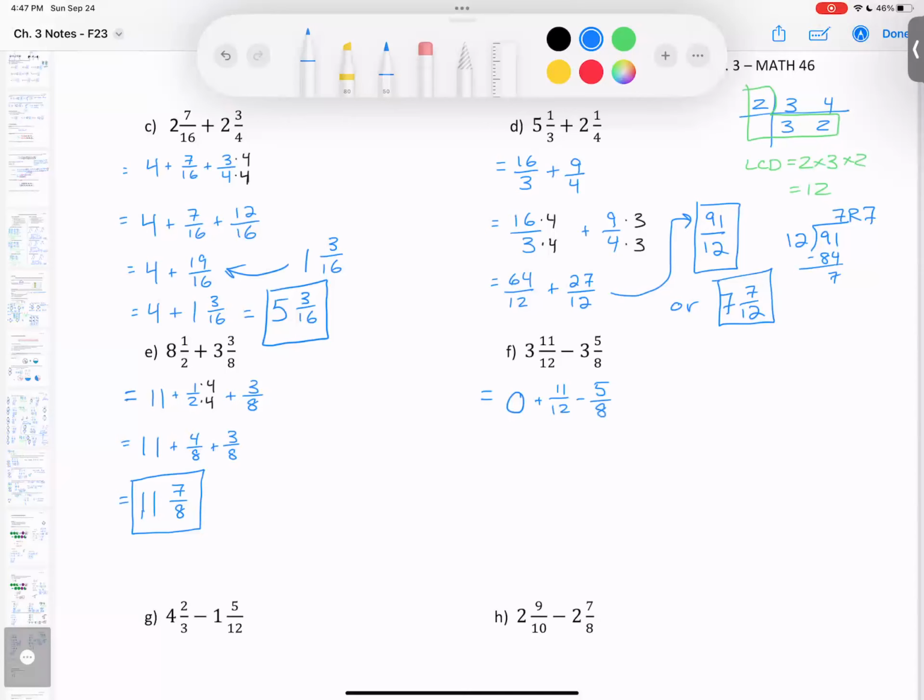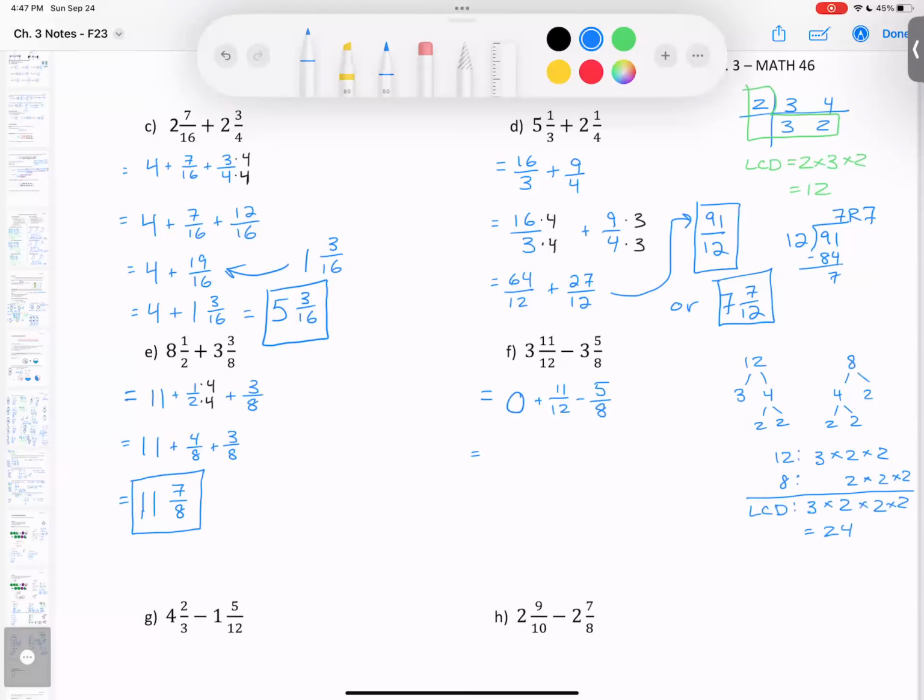Okay, so I need a common denominator for 12 and 8. Let's do the tree method to figure out what our common denominator is going to be here. So I do my prime factorization table. 12 is 3 times 2 times 2. 8 is 2 times 2 times 2. So my LCD is 3 times 2 times 2 times 2, which is 6 times 4, or 24. So I want an LCD of 24.